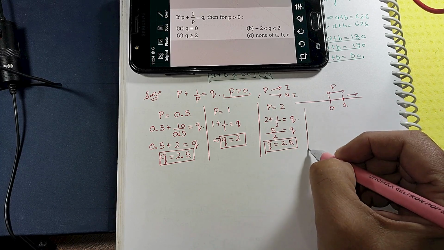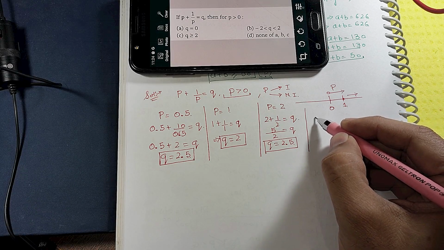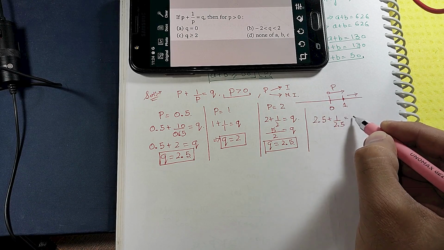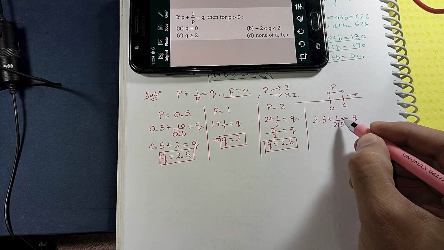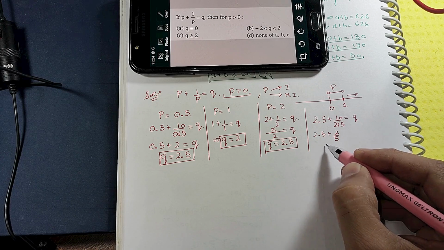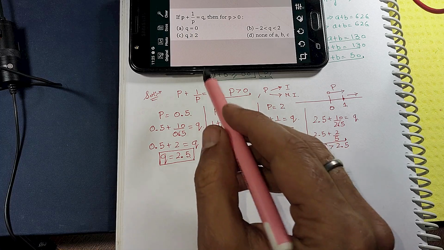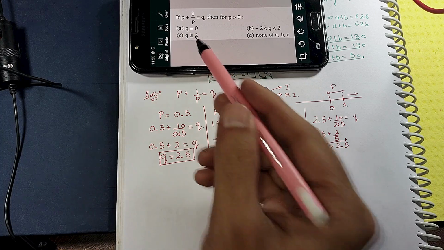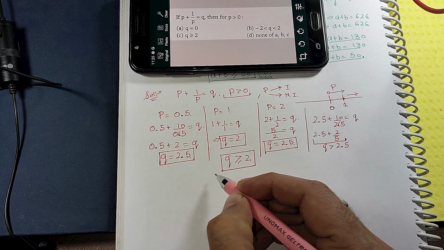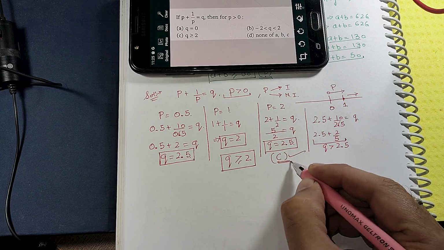Now we'll take some non-integer value greater than 1, so let us suppose it to be 2.5. So 2.5 plus 1.25. Now see, this is 2.5, so q has to be greater than 2. So we'll calculate this: 2.5 plus 2 by 5, so q has to be greater than 2.5, whatever is the value of this. So you see, in all these cases, q is coming out to be greater than or equal to 2. So we can say that q is greater than or equal to 2. So for this particular question, option C is the right answer.